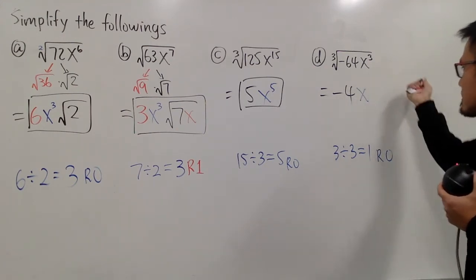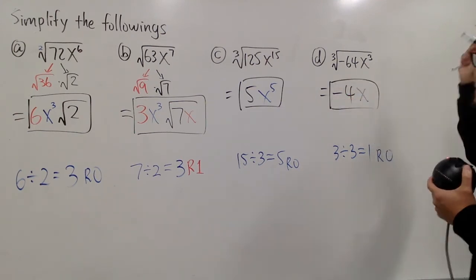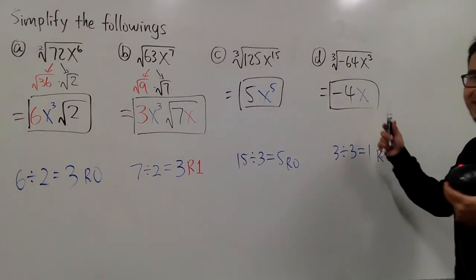And once again, if it's the 1st power, you don't have to write it. This is just it: negative 4x. And that's it.